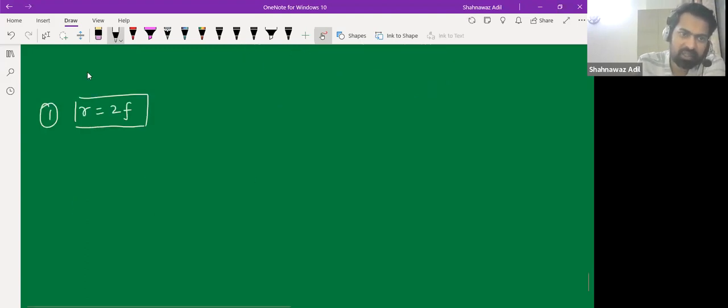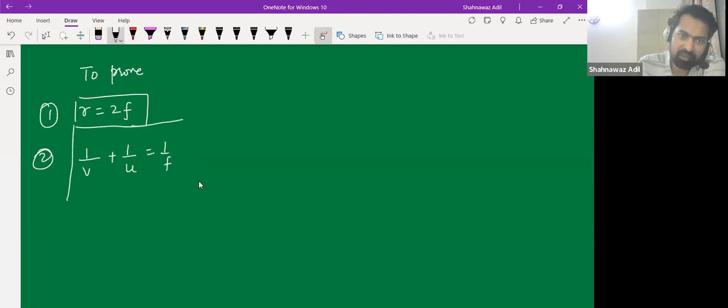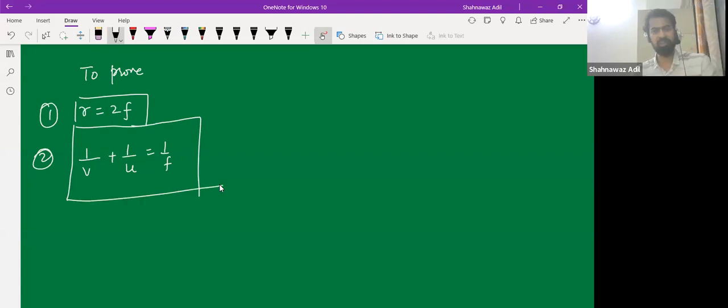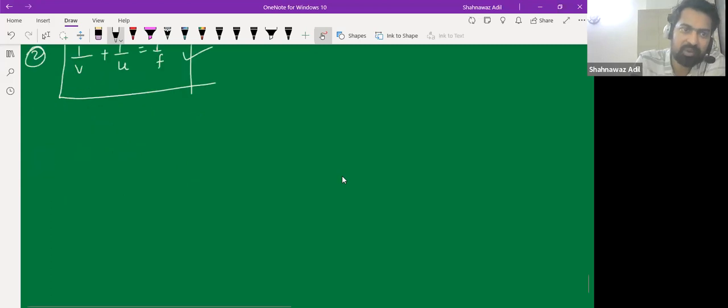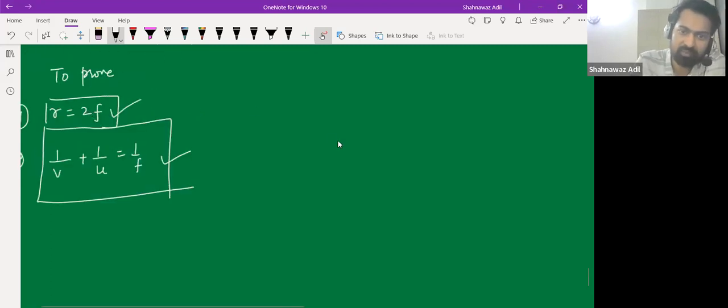And the second thing that we have to prove is the mirror formula that we have. So these are the two things that we have to prove, right? Using all these image formation laws and the laws of reflection. Okay. So let us find this relation and this relation. First, let us prove this one, right?